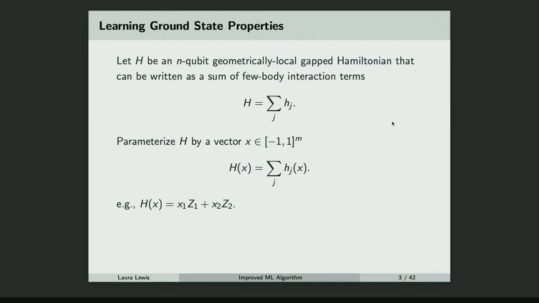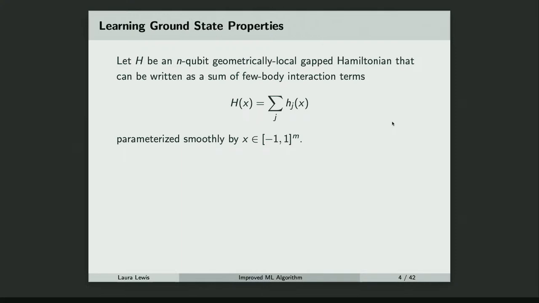Just a very simple example here. Suppose x is just a two-dimensional vector, so it just has two entries, x1 and x2. And each of these local terms, one of them is x1 Z1, and the other local term is x2 Z2. So something simple like that. Okay, so let's rewrite the setting up here. We say that the Hamiltonian should be parameterized smoothly by this vector x.